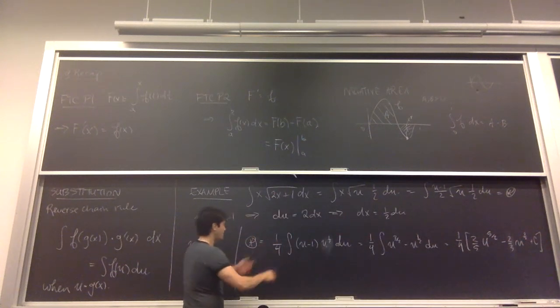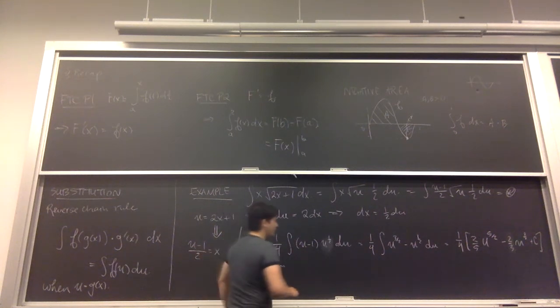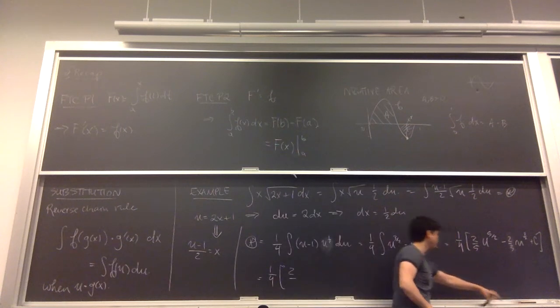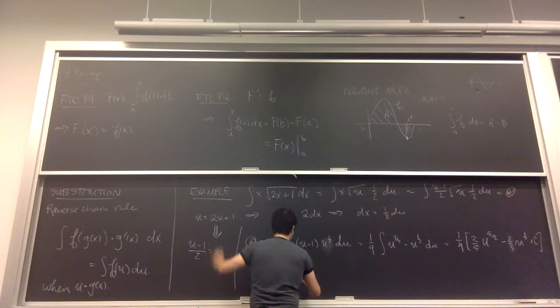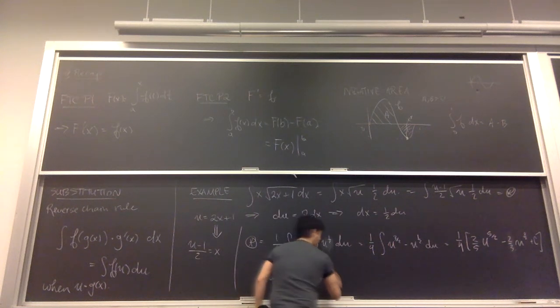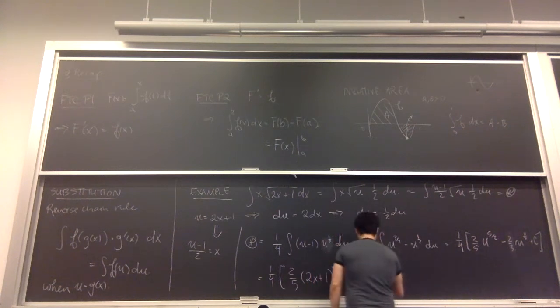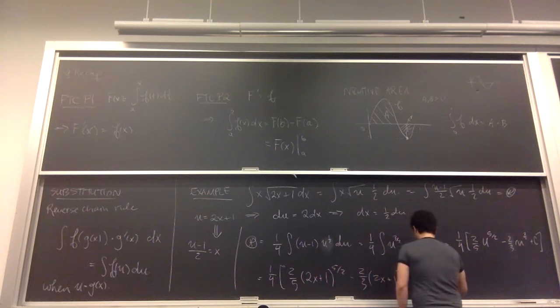Okay, then let's undo our substitution. So we know that u is 2x plus 1, so we're going to get 2/5. Well, I guess maybe I should distribute that quarter. No, who cares? 2/5 (2x plus 1) to the 5/2, minus 2/3 (2x plus 1) to the 3/2, plus c.